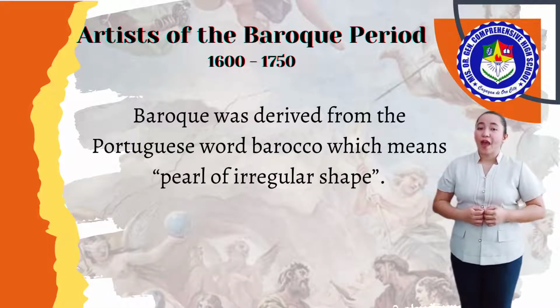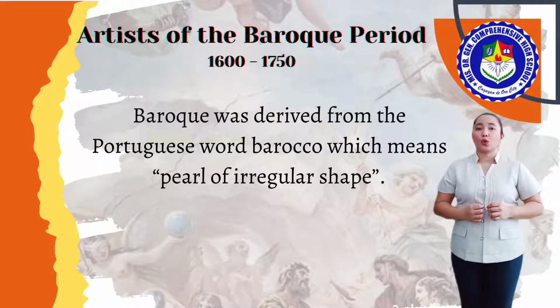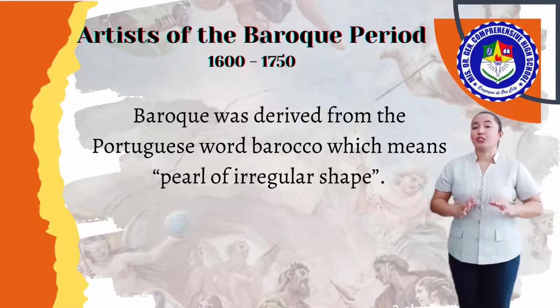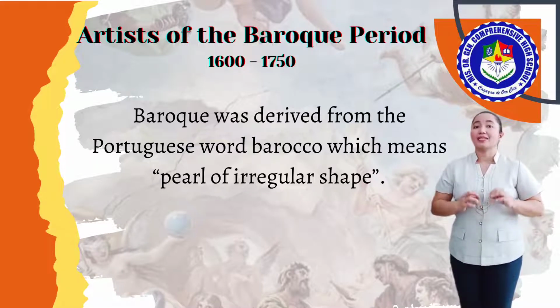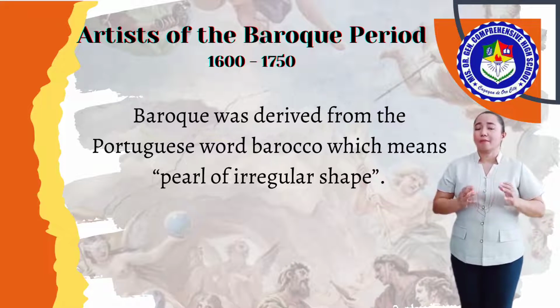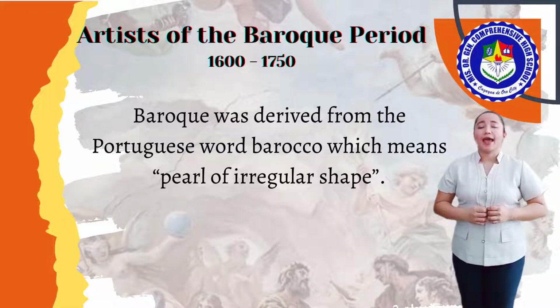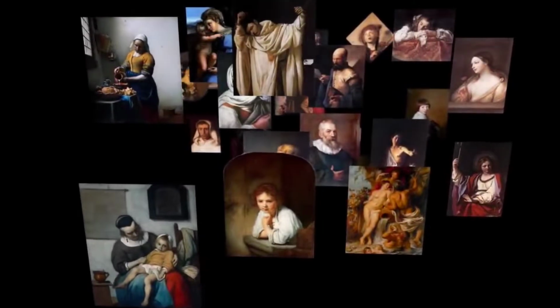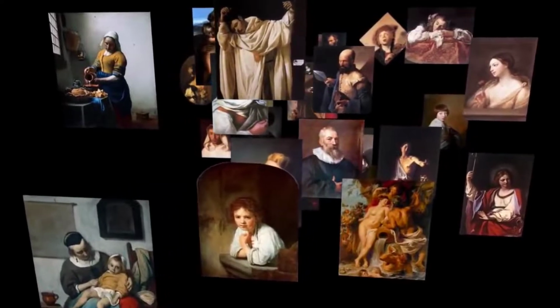Baroque was derived from the Portuguese word barroco, which means pearl of irregular shape. It describes a fairly complex idiom and focuses on painting, sculpture, as well as architecture. Characteristics of Baroque painting. Number 1.